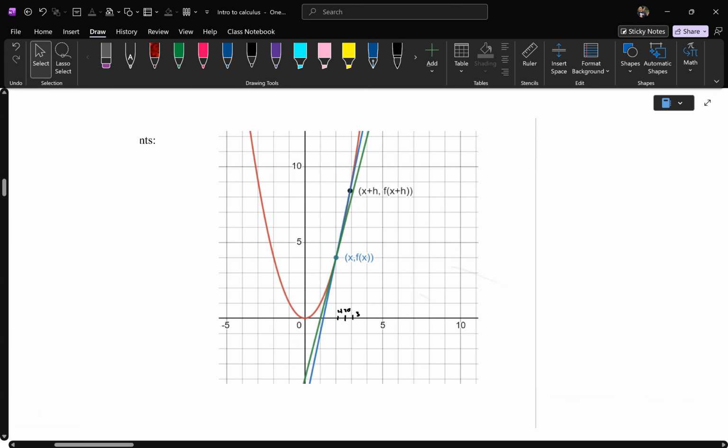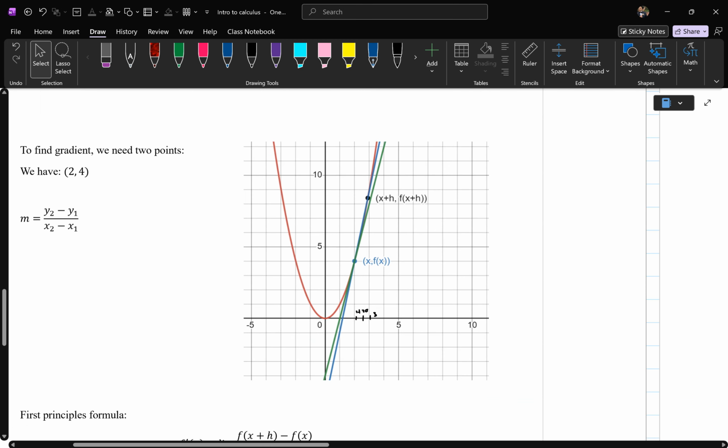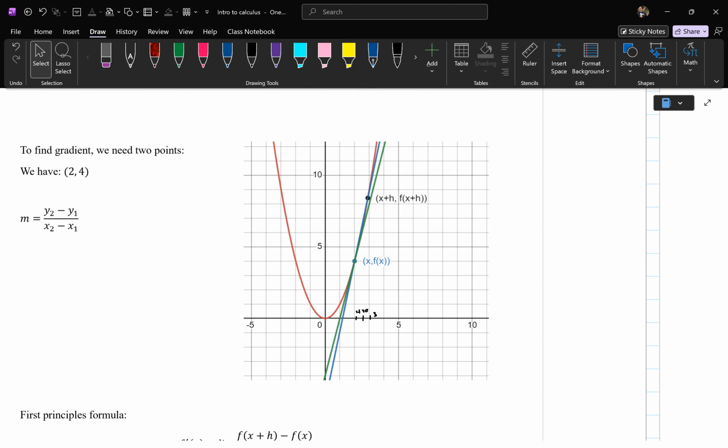2.001. Now, what's the pattern? What am I doing? Smaller and smaller, but really close to 2. The closer I am to 2, the better. But I'm just slightly off. I don't have to be exactly at 2. But if I can get really close, that means the line gets closer and closer to the tangent line. True? This is called first principles.